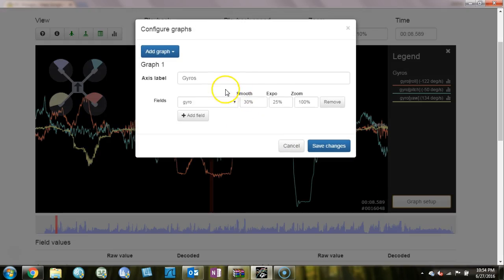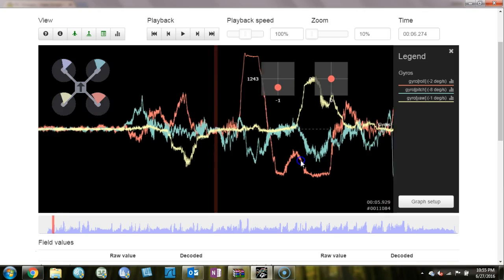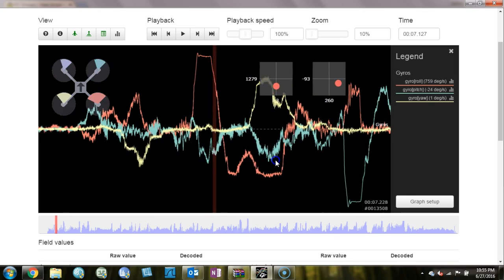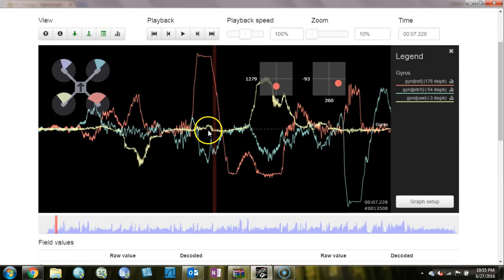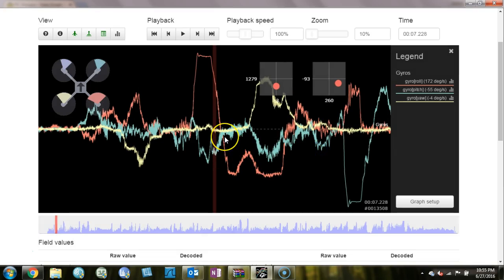If we go to the graph setup and set the smoothing to 0, we can see that the lines get a little thicker. They're not pencil thin anymore. And let's especially compare this blue pitch line with 0 and 30% smoothing. That's a lot of difference, isn't it? We would say this is very clean, whereas this looks a lot noisier, doesn't it? I just don't know what to take from that.